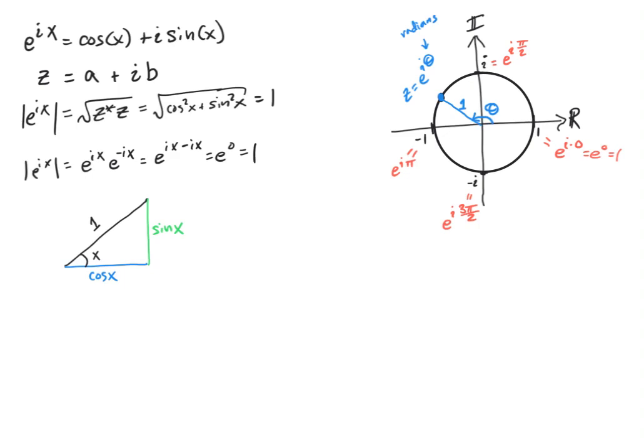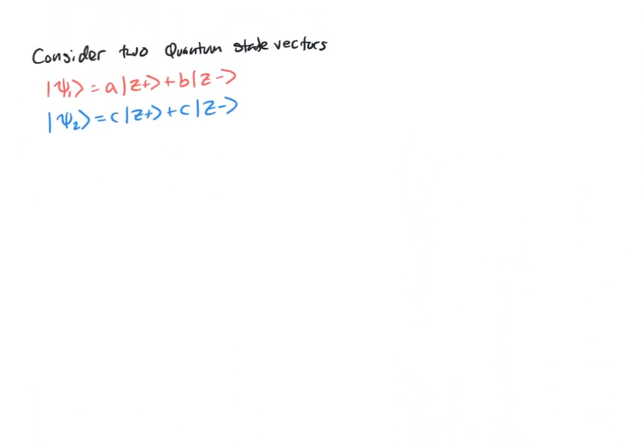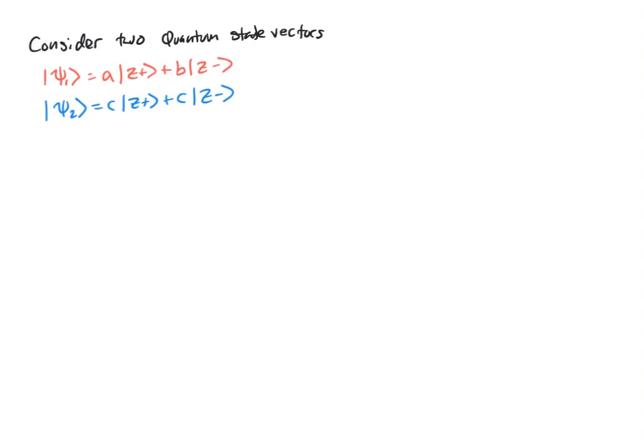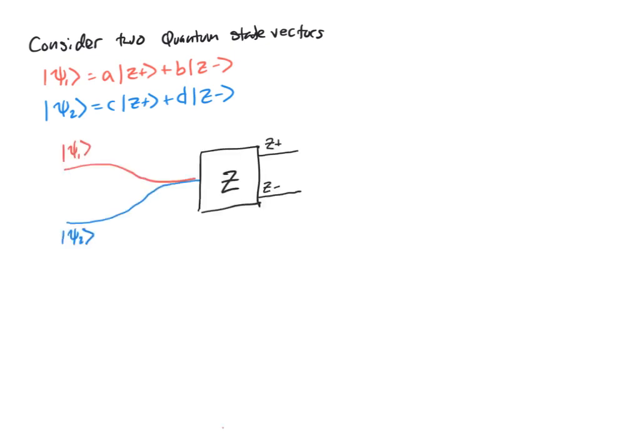So let's take a step back and talk about some quantum mechanics again. Let's consider that we have two state functions, psi 1 and psi 2. We're expressing them in terms of the z plus and minus basis with coefficients, or probability amplitudes, of a, b, and c, and this one should be a, d. What we're going to do is take these two states, combine them, and send them through a Stern-Gerlach device oriented in the z direction.